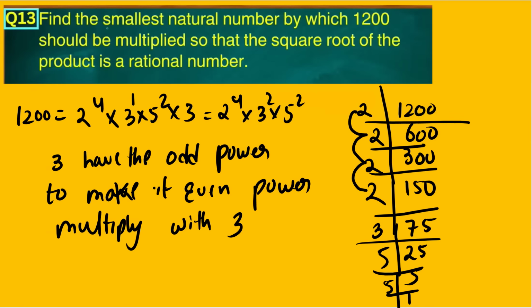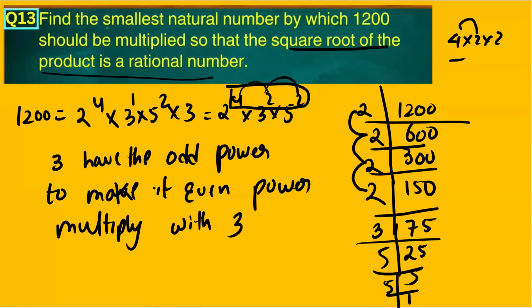So therefore, the smallest natural number by which 1200 should be multiplied so that the square root of the product is a rational number. So if you take all this square root, right? What is 2 times 4? It is 8. 8 times 2 is 16. So 4 times 2 times 2, 4 times 2 is 8, 8 times 2 is 16. So the square root of 16 is 4.